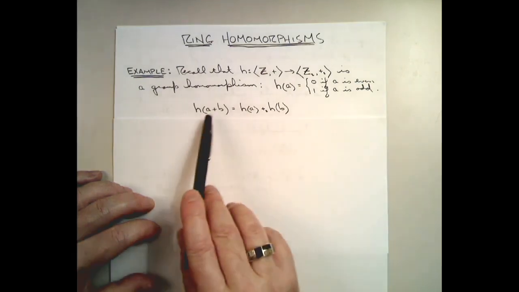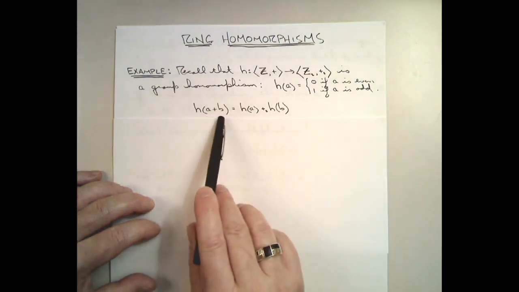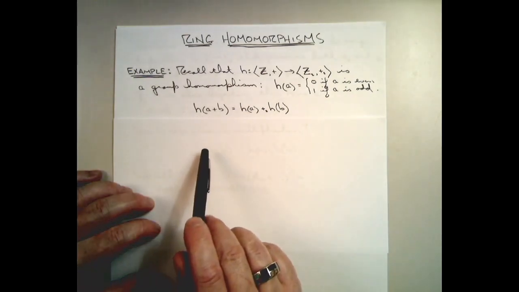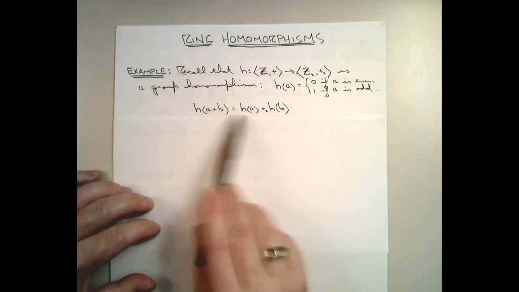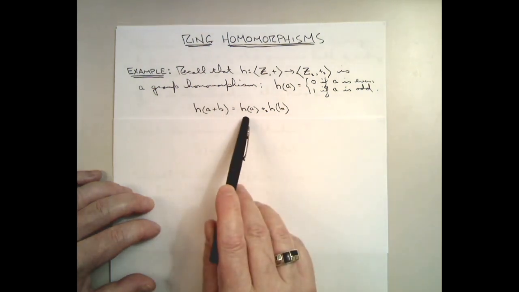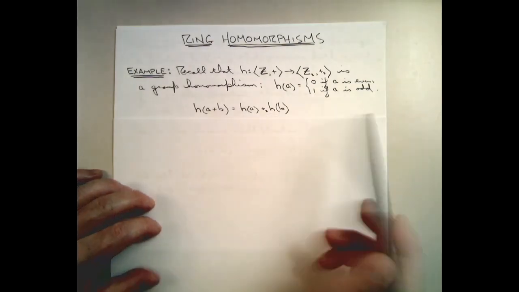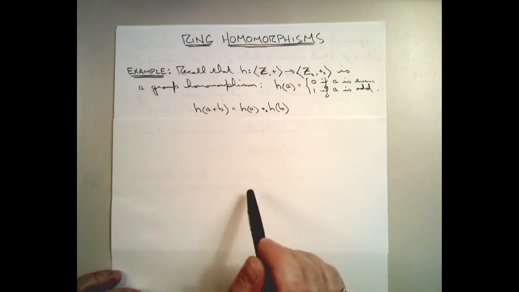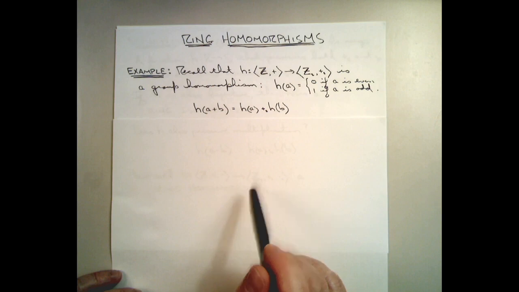And similarly, if A were even and B were odd, I'm going to have an odd number that h is sending over to Z2. So that's going to go to 1, but an even and an odd is going to go to 0 plus 1, which is 1. So again, we get the same value. So this is a homomorphism with respect to the operation of addition.